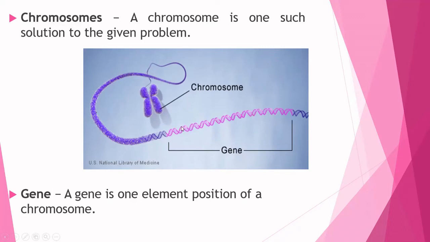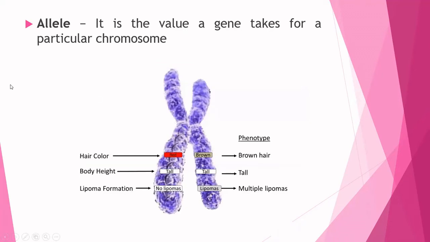These are our genes. We also have the allele, which is the value a gene takes for a particular chromosome. Each gene has a value, and that value is taken for a particular chromosome. Here, hair color is one gene, and body height is another. Tall, brown hair are all nothing but what we can refer to as alleles.